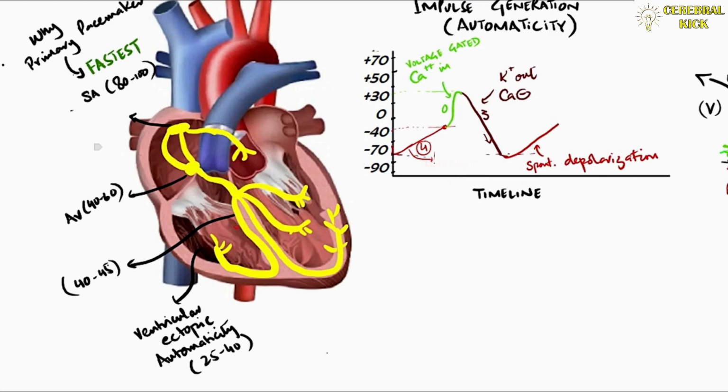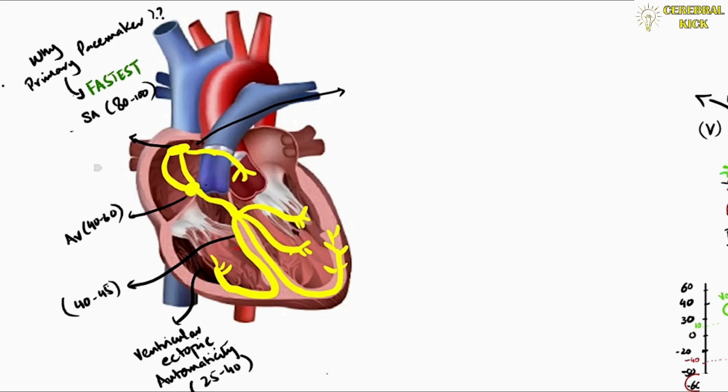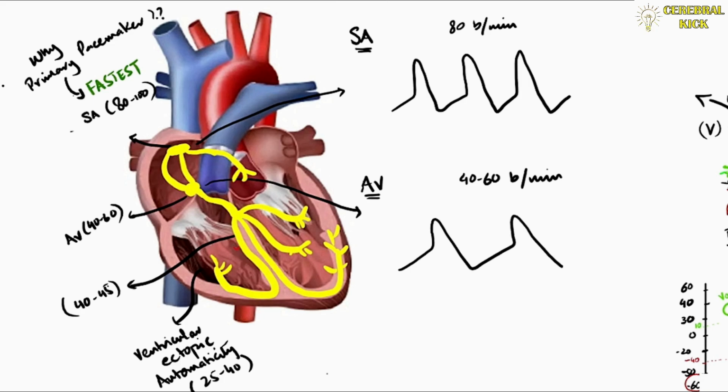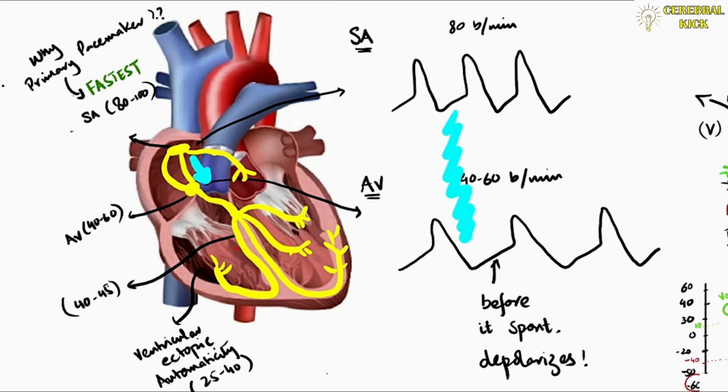In order to understand this, let's draw the action potential of the SA node and the AV node. Now we know that the SA node is beating at 80 beats per minute, right? So the spontaneous depolarization is occurring at the SA node, and for the AV node, it is 40 to 60 beats. So it is a relatively slower depolarization compared to the SA node. So once the AV node is about to go into spontaneous depolarization, the impulse from the SA node arrives, and this causes depolarization of the AV node. Thus, the AV node has to follow the orders of the primary pacemaker, the SA node, right?